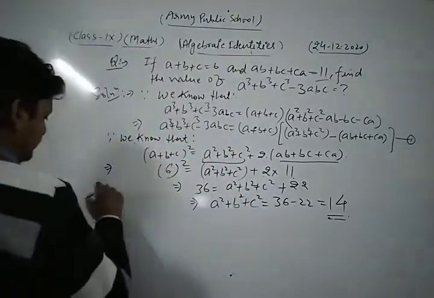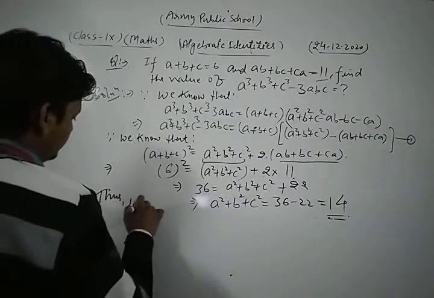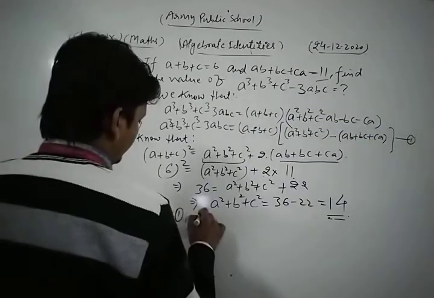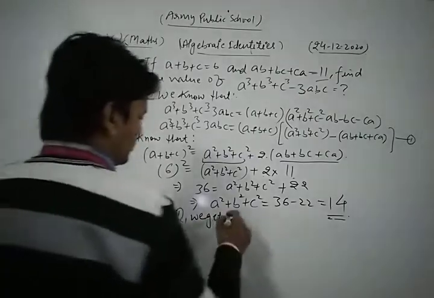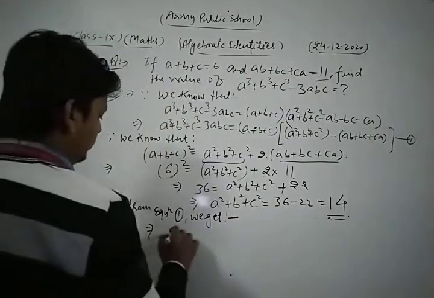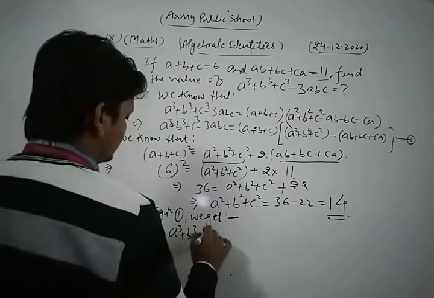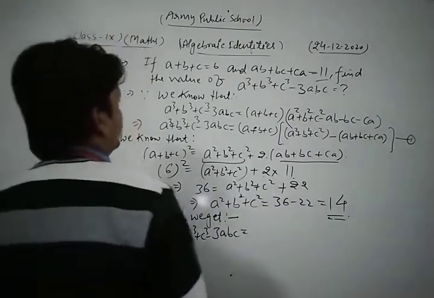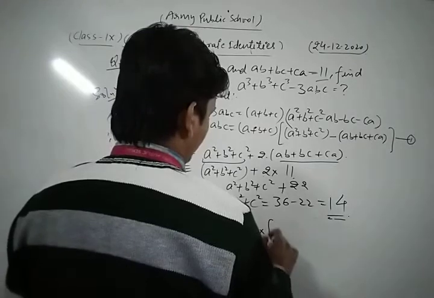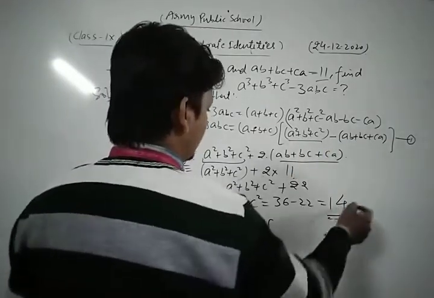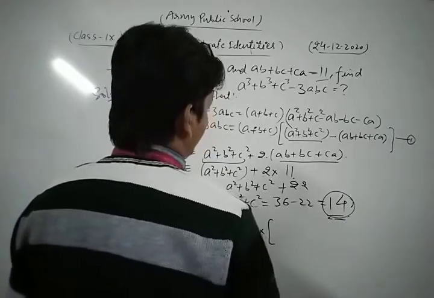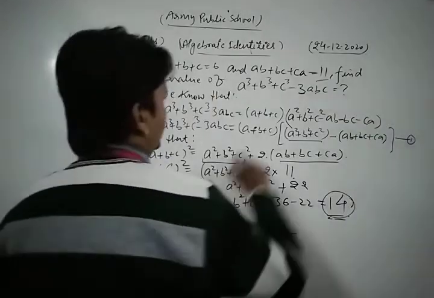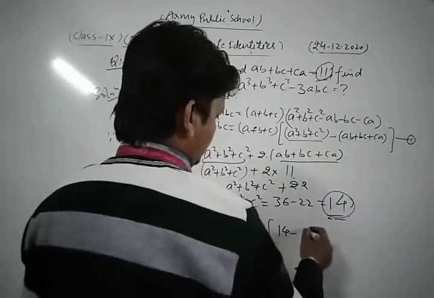Okay, now let's see. Thus from equation 1, we get the value of a cube plus b cube plus c cube minus 3abc is equal to a plus b plus c, which is 6, into a square plus b square plus c square, which is 14, minus the value of ab plus bc plus ca, which is 11.